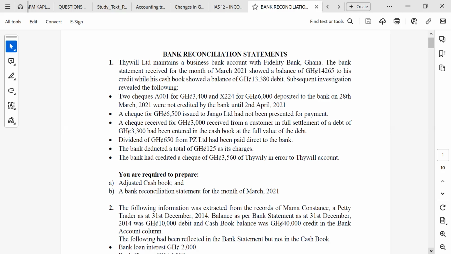So what check is this one? Uncredited check. Okay, so you have to be able to identify those ones. Those transactions have been entered into the cash book already, so you don't have to go and enter them in your adjusted cash book again. So what are they asking us to prepare? The adjusted cash book, isn't it? So let's go and have our adjusted cash book.